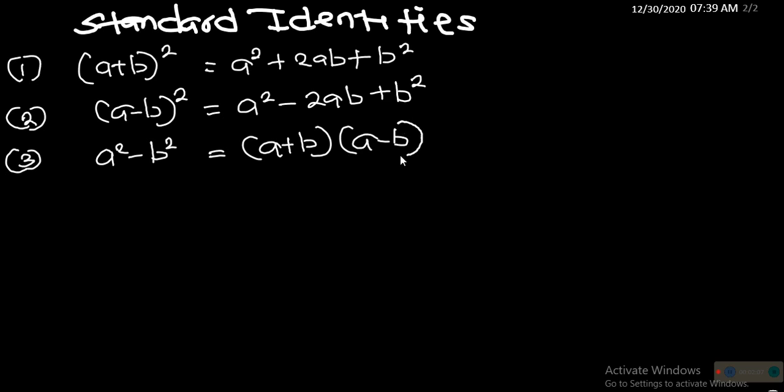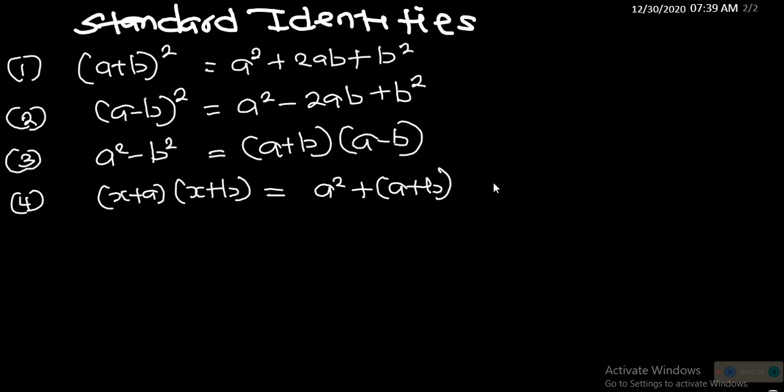The difference of two squares is a squared minus b squared, and the factored form is given as (a plus b) into (a minus b). In other words, if you expand (a plus b) into (a minus b), you have a squared minus b squared. And of course, we have this general identity, (x plus a) into (x plus b). The expansion is x squared plus (a plus b)x plus ab. Okay, this is a general identity that can generate identities 1, 2, and 3.